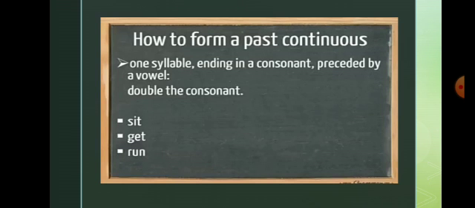How to form the past continuous? If it is a one-syllable word that ends with a consonant preceded by a vowel, what are the vowels? A, E, I, O, U. See, sit ends with a consonant preceded by a vowel. So what happens now? That consonant becomes doubled and we add ing. Sitting, getting, running. Got it, children?